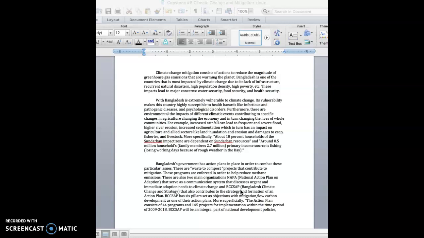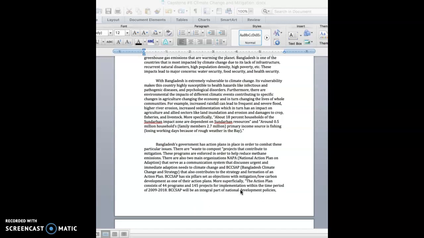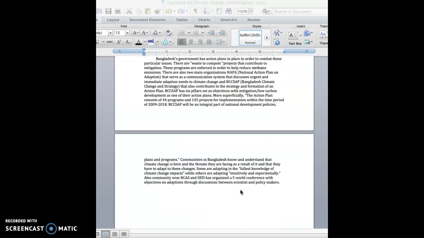BCCSAP has 6 pillars set as objectives, with mitigation and low carbon development as one of their action plans. More specifically, the action plan consists of 44 programs and 145 projects for implementation within the time period of 2009 to 2018. BCCSAP will be an integral part of national developmental policies, plans, and programs.